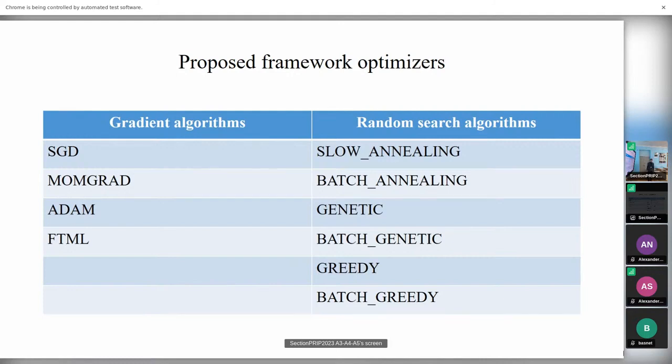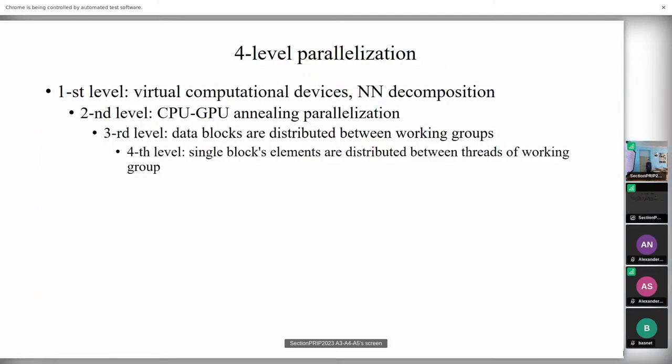Next slide, please. We use a 4-level parallelization technique to improve the speed of training. The first level is virtual computational devices. It means that we can train several neural networks at the same time on a single computational device. It helps us to reach up to 20% performance improvement in training. And we also use neural network composition where it is possible, because they are completely independent of each other in data, in computations, in communications, because they form a single layer of a network.